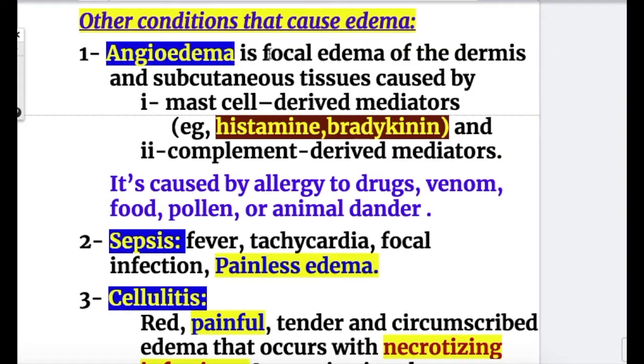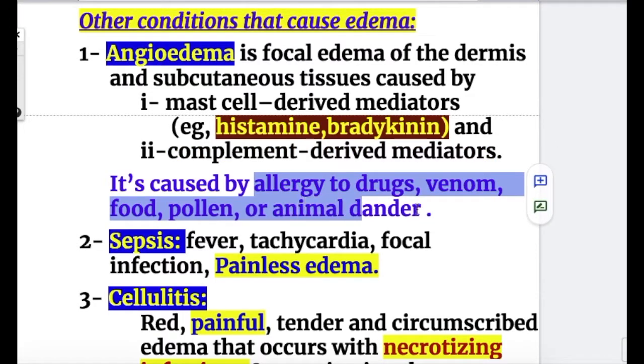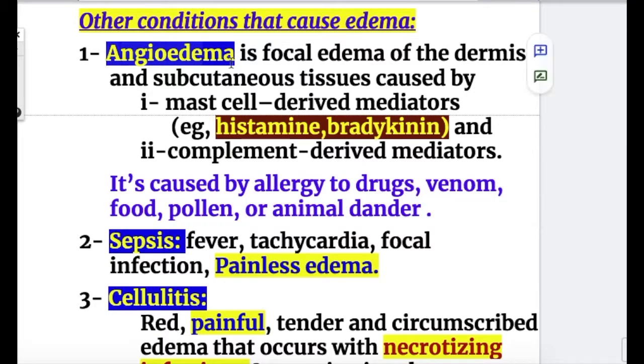Now, other conditions that cause edema. Number 1, angioedema is focal edema of the dermis and subcutaneous tissue. Why does it occur? Number 1, it is caused by mast cell derived mediators. And what are those mediators? Histamine and bradykinin. And number 2, complement derived mediators also cause angioedema. Angioedema is caused by allergy to drug, venom, food, pollen, or animal dander. So pollen and animal dander cause angioedema due to the release of histamine and bradykinin.